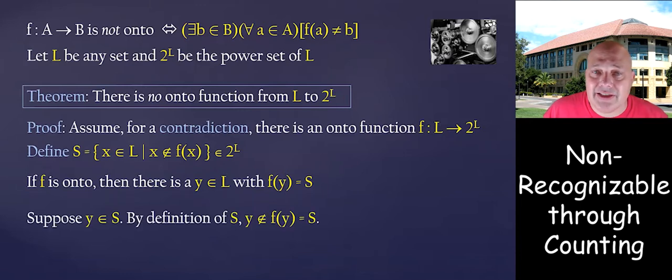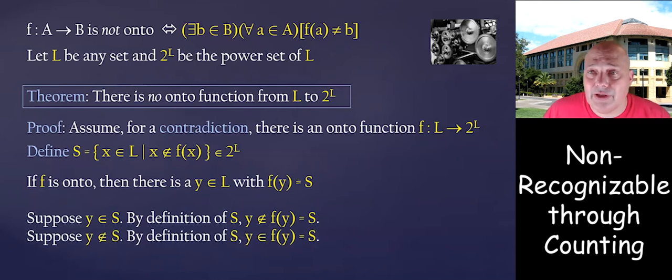And this will create a contradiction because the only two options are impossible. Suppose y is in S. Then by the definition of S, y is not in f of y, which is S. So we got to the conclusion that y cannot be in S. Why does it mean that if y is in S, then y is not in f of y? This is how we define S. S is all the x's such that x is not in f of x.